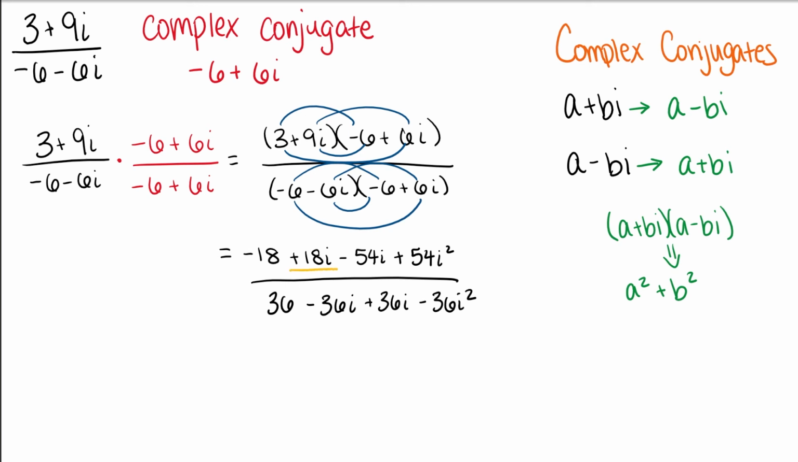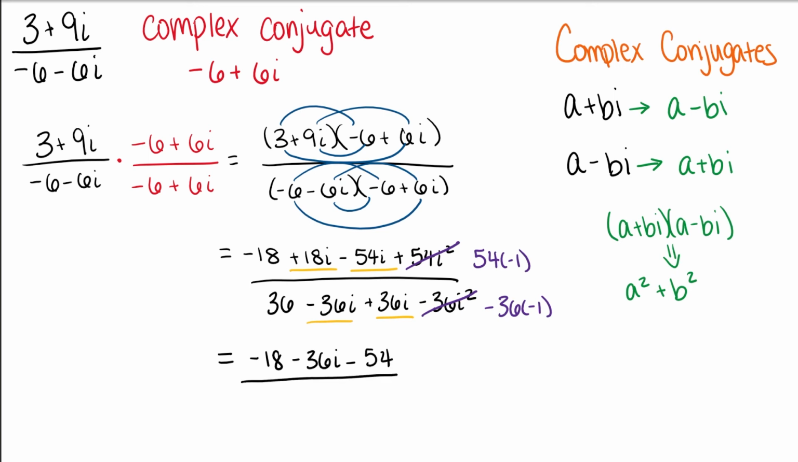In our numerator, our like terms are 18i and negative 54i. In our denominator, our like terms are negative 36i and 36i. And in our numerator, 54i squared becomes 54 times negative 1. In our denominator, negative 36i squared becomes negative 36 times negative 1. So our expression becomes negative 18 minus 36i minus 54 over 36 plus 36.